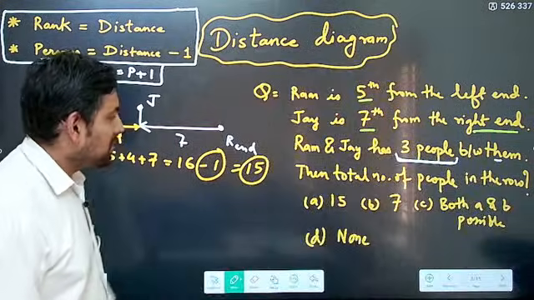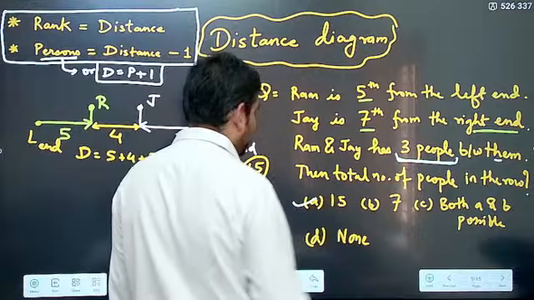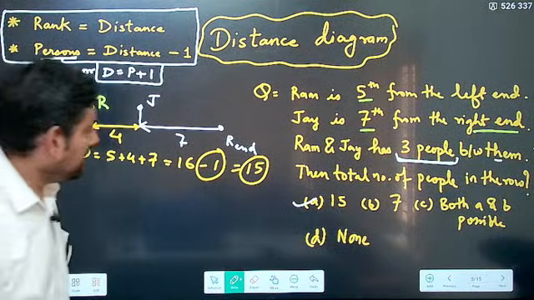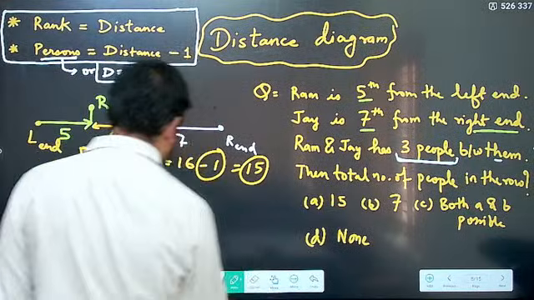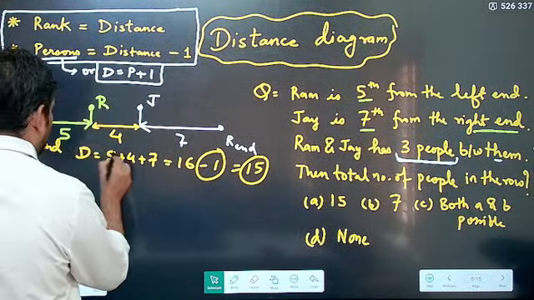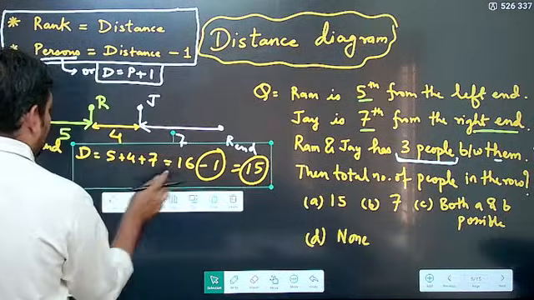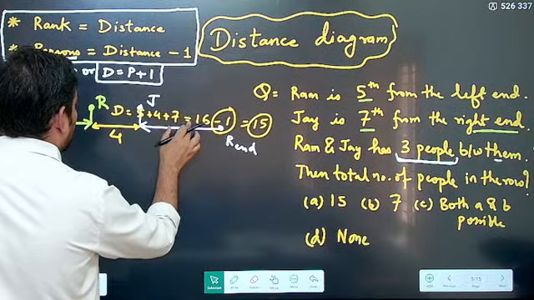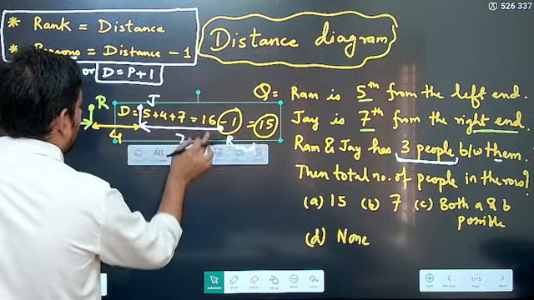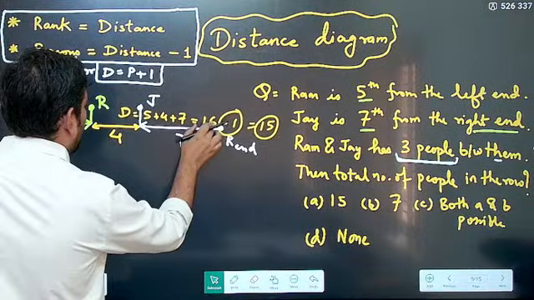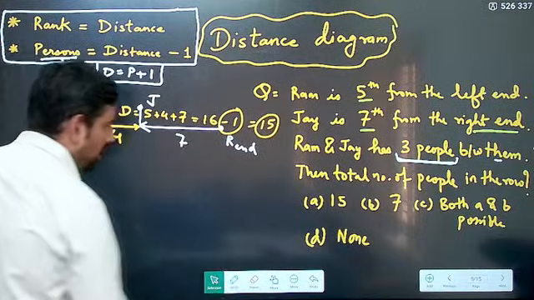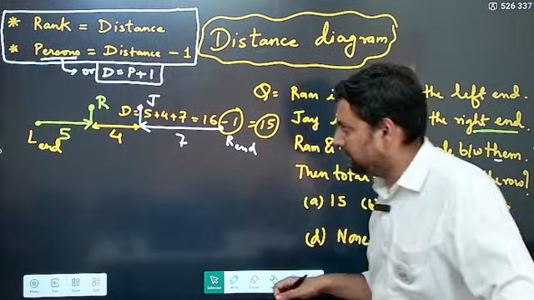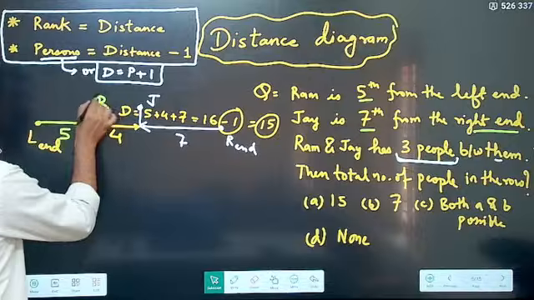Now, some students would like to immediately tick A, that is 15. This would be wrong. Why? Understand that. Because there is one more diagram possible. Look for that carefully. So now the initial part, let's draw it the same.